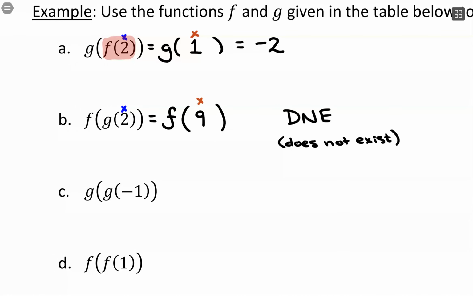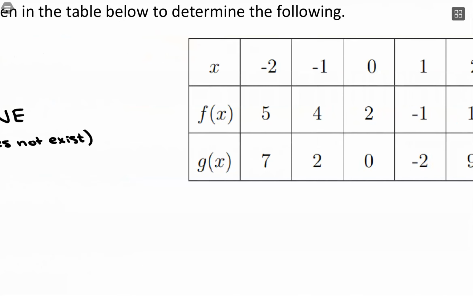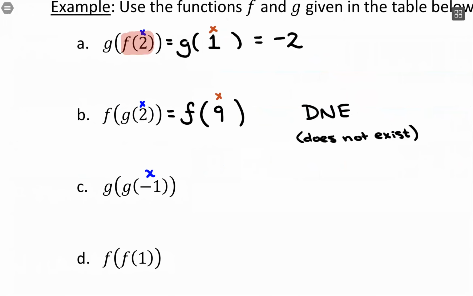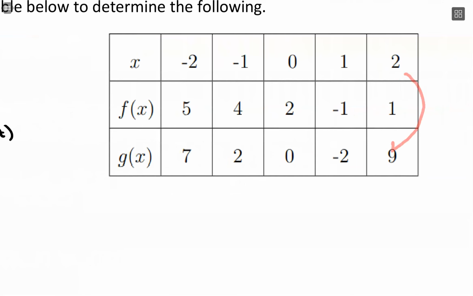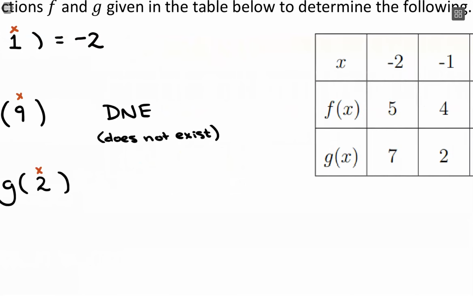All right, our next one, g of negative 1. So we're looking at x equals negative 1 and looking for the output for g. So x equals negative 1, what's the output for g of x? And that's that positive 2 right there. So I'm going to replace the inside function with a positive 2. Then I'm going to look at my new x value of positive 2 and see what the output for g of x is. So at positive 2, the output for g is positive 9.